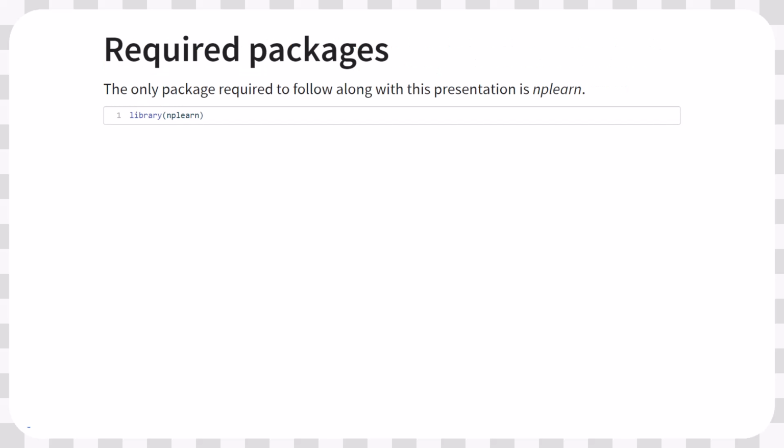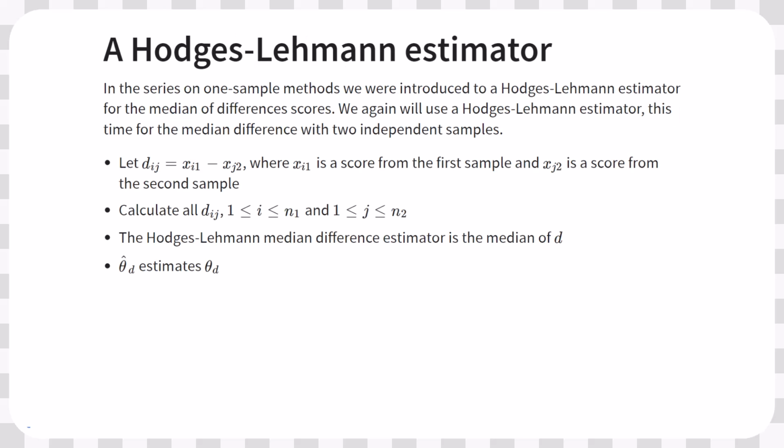The only package required to follow along with this presentation using R is nplearn. In the series on one-sample methods, we were introduced to a Hodges-Lehmann estimator for the median of different scores. I'm going to again use a Hodges-Lehmann estimator, but this time a different one. This is for the median difference with two independent samples.